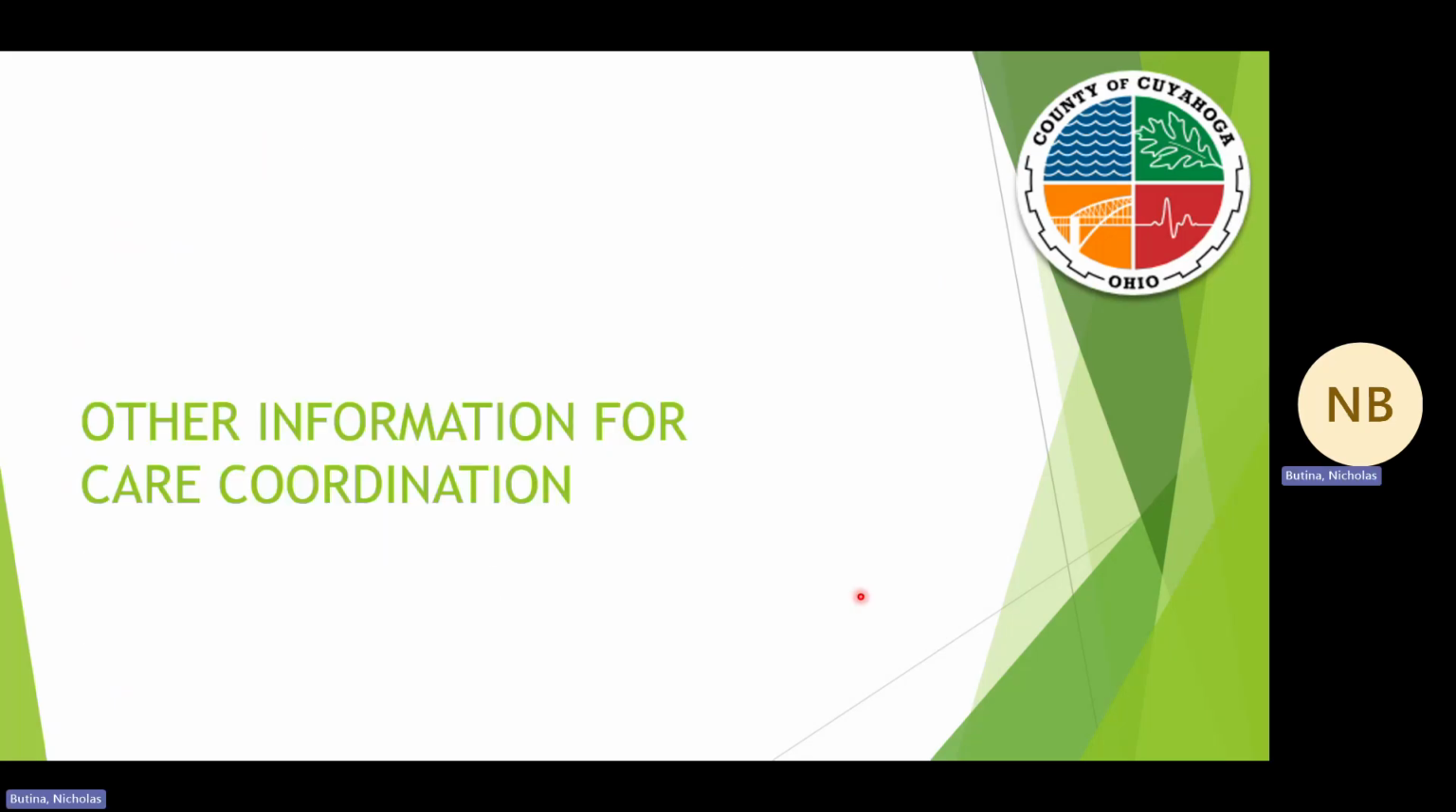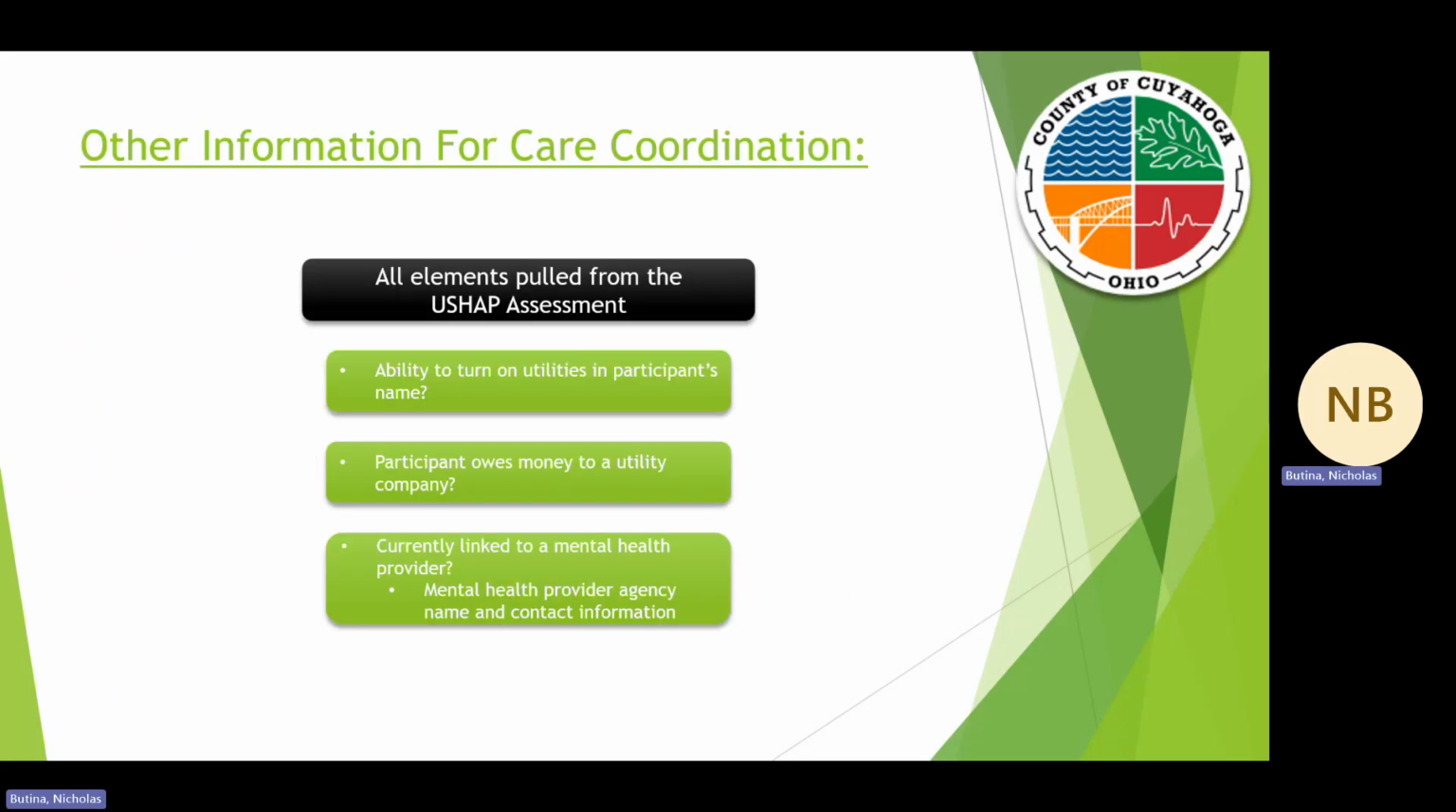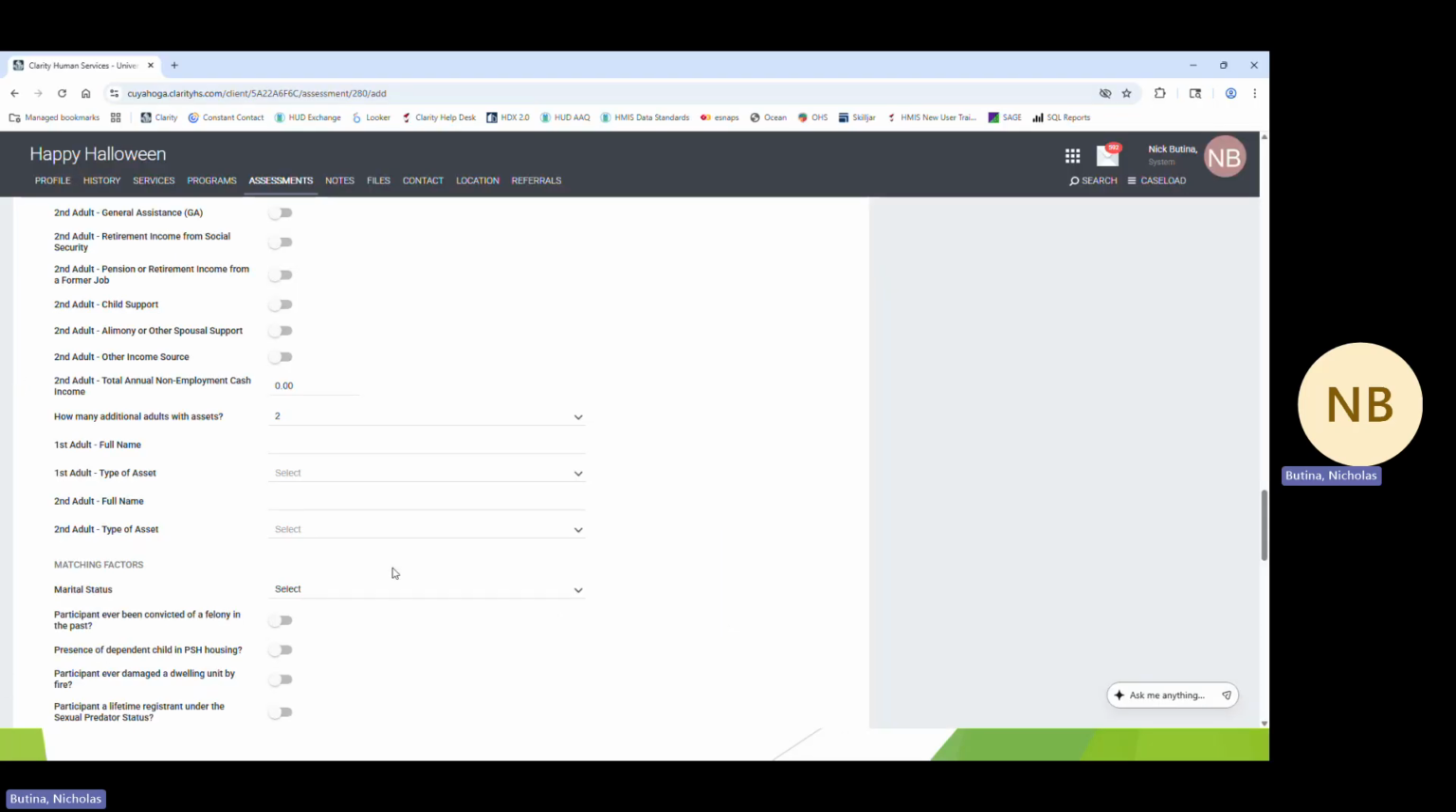Lastly, there are just a few questions left to assist with care coordination. The applicant may need some additional assistance or care, and these questions are designed to help determine their needs. Do they have the ability to turn on the utilities in their name? Do they owe money to a utility company? Are they currently linked to a mental health provider? If they are, we'll be asked to provide the mental health provider agency name and the contact information. So back to Clarity to see what this looks like.